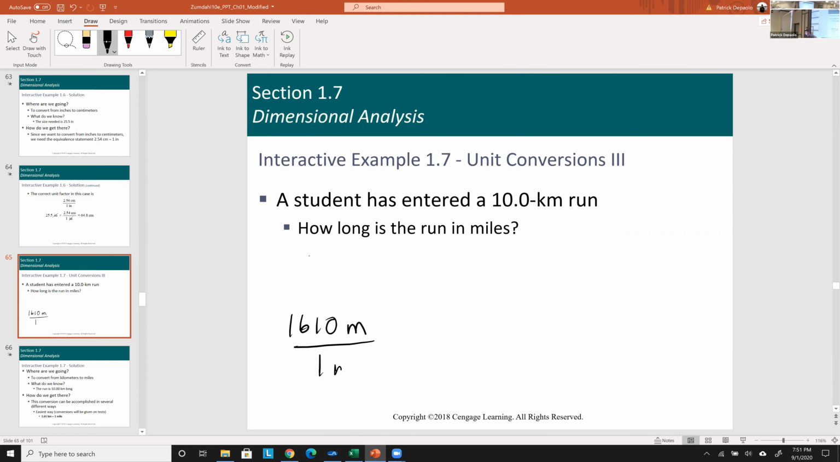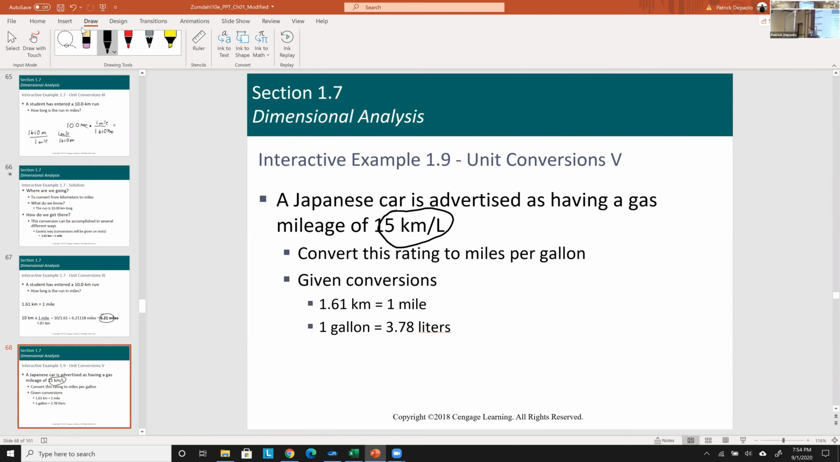All right, I like this one. Now we're going to get a little bit more complicated, and in this case there are more than 2 ways to do it. A Japanese car is advertised as having a mileage of 15 kilometers per liter. Now, who's ever heard of gas mileage in that weird unit? We're used to MPG, miles per gallon. So we're given 2 conversions in this case: the kilometer to mile, which we've seen, and the gallon to liter.